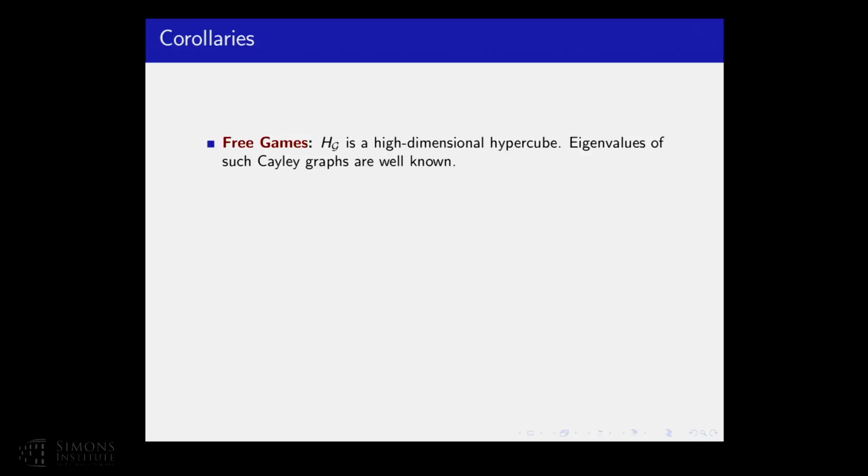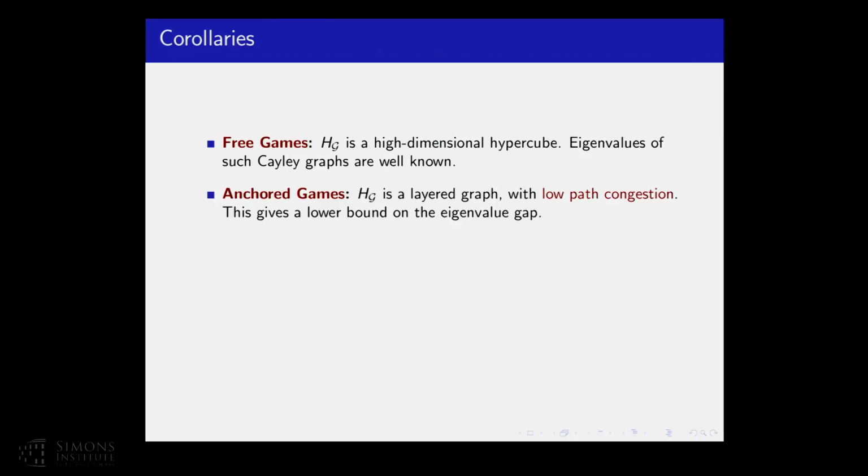Okay, so what do we get from this? Let us see how we recover the previous cases. For instance, for free games, the k-1 connection graph is just a high-dimensional hypercube, and the eigenvalues are well known for this. If you just plug the eigenvalue bound into the main result, we do get an exponential decay bound for free games. For anchored games, similarly, the k-1 connection graph is a layered graph, and it has low congestion. So this again gives us a lower bound on the eigenvalue.